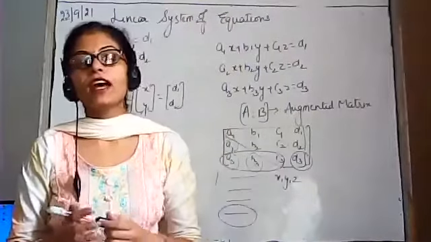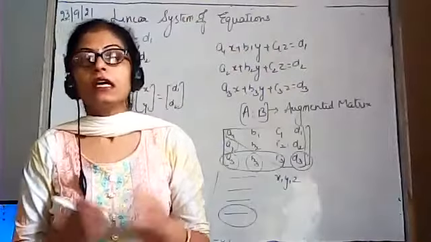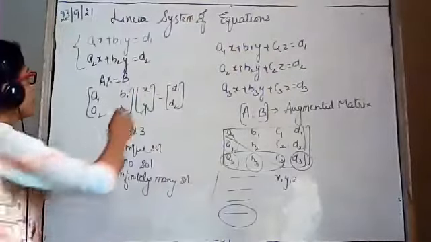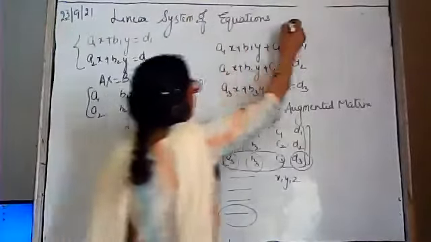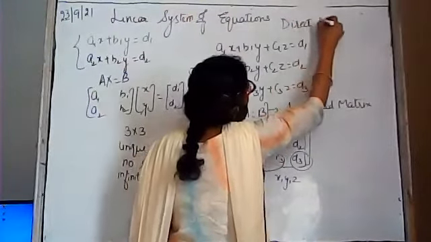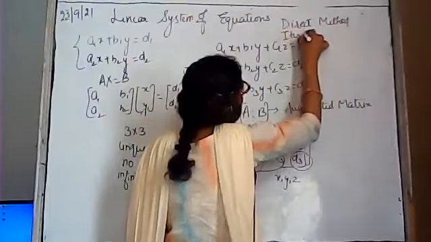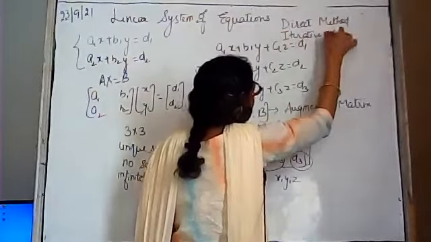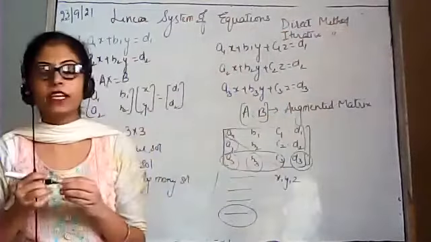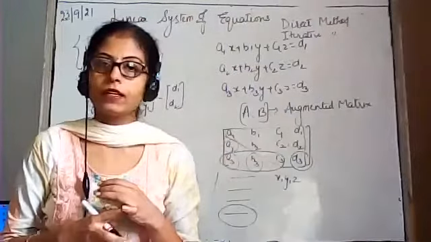So we have different methods to solve these linear systems of equations. There will be 2 ways of solving these types of equations. One will be the direct method, and the second will be the iterative method. One is the direct method and the other is the iterative method.